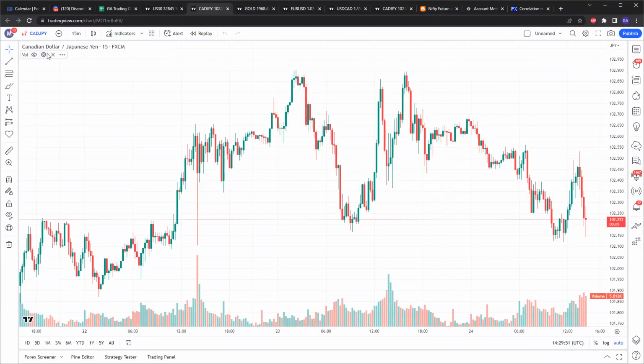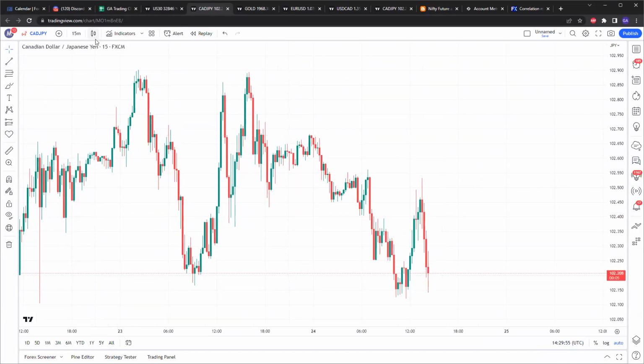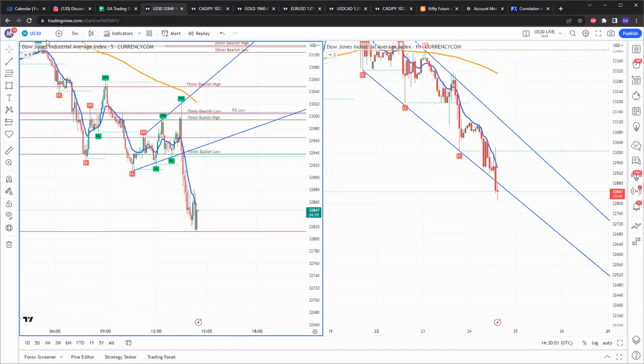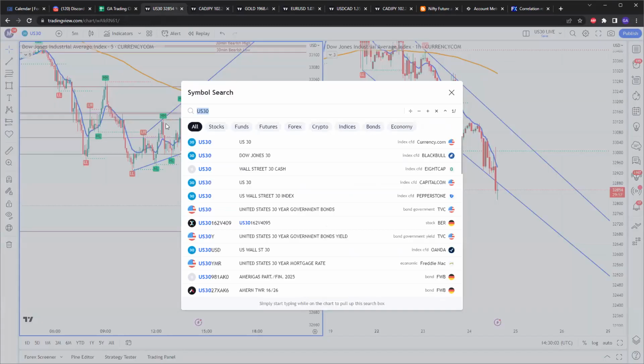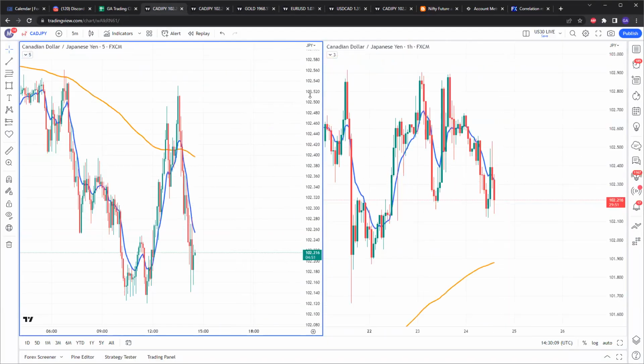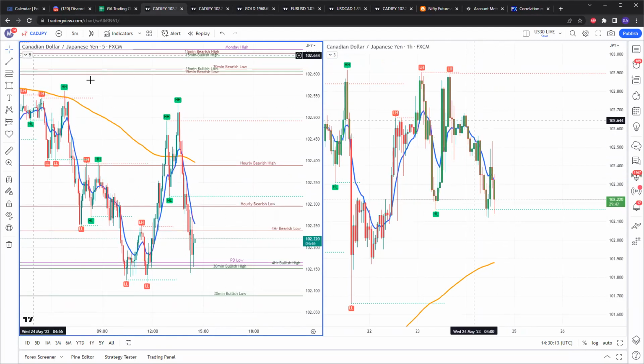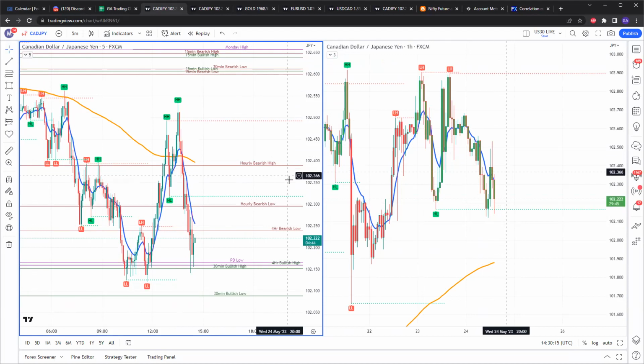I come to the new layout there, and then I have CAD JPY, right? Let me just use this. Change here to CAD JPY. The best thing with this automated system I have is that you'll get markups for any symbol you want to trade.